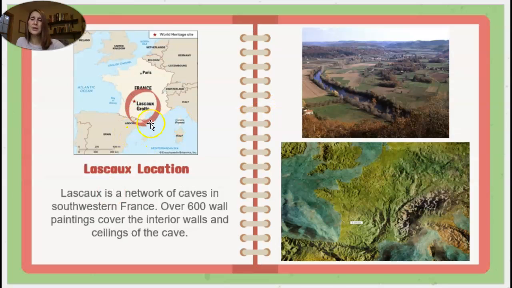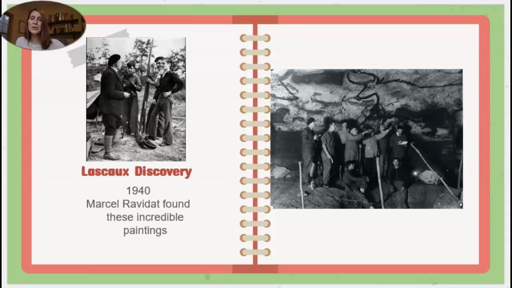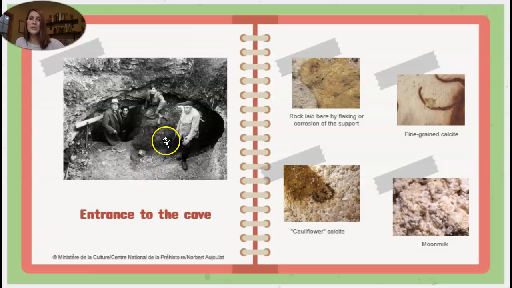Lascaux location, so you can look at this map here, the Lascaux Grotto. Lascaux is a network of caves in southwestern France. Over 600 wall paintings cover the interior walls and ceilings of the caves. And this was long ago, so it's pretty incredible. Lascaux discovery, 1940, Marcel Ravidat found these incredible paintings on the cave walls. Obviously, that's a black and white picture. So here's the entrance to the cave. And then here are some things that you can see, the different artwork, the different landscape, the different kind of medium that they were using.